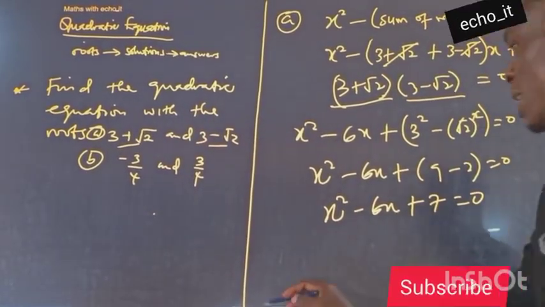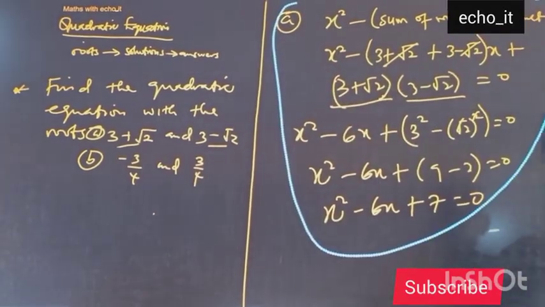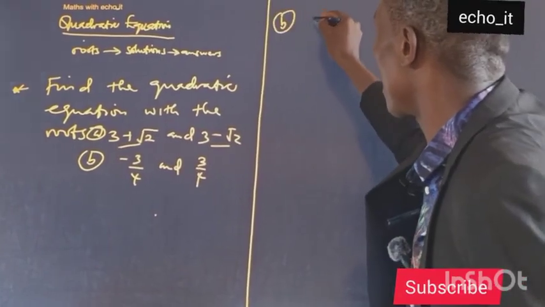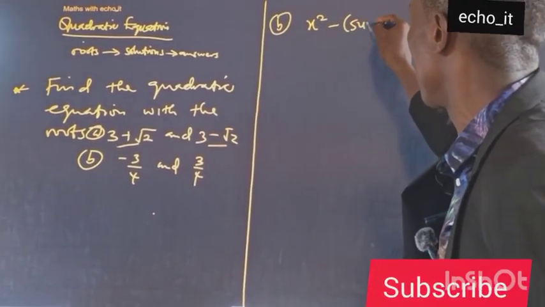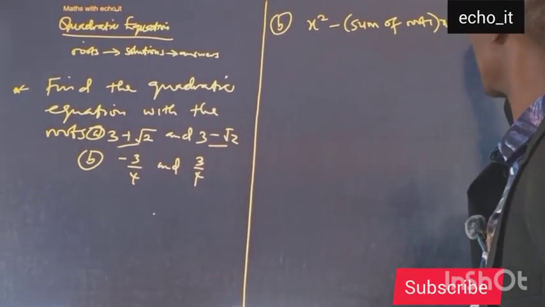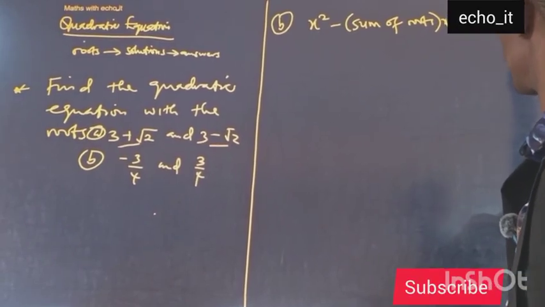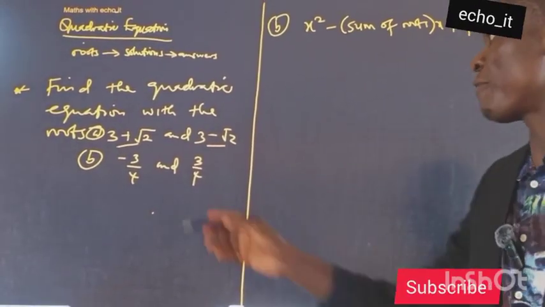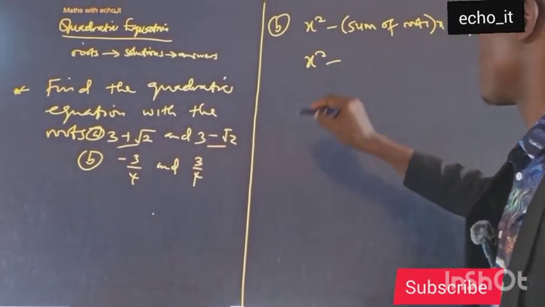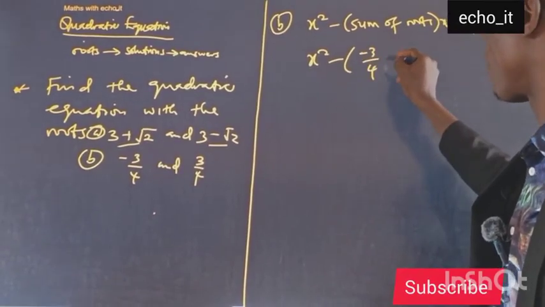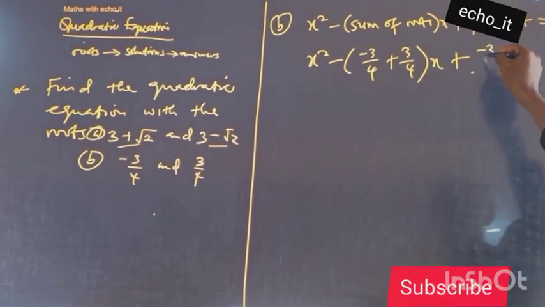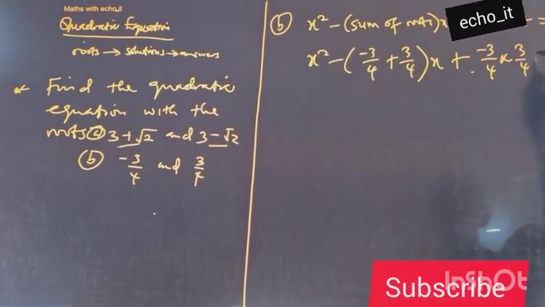That's how you solve for it. Now let's look at how you are going to solve for b. To solve for b, use the same formula: x squared minus sum of roots x plus product equal to 0. So we have minus 3 over 4 and 3 over 4. So this will be x squared minus (minus 3 over 4 plus 3 over 4) x plus the product, which will be minus 3 over 4 times 3 over 4.